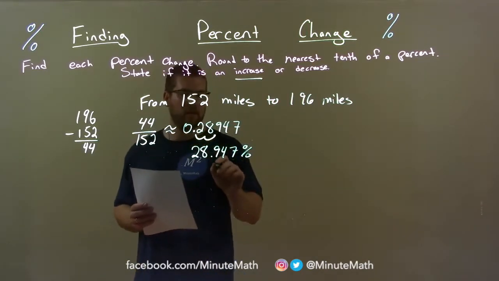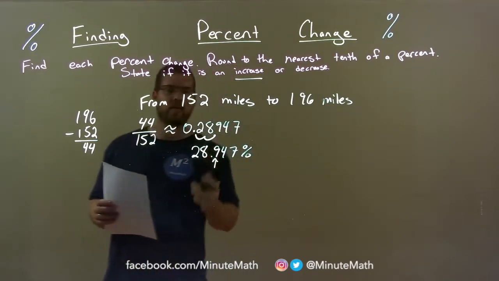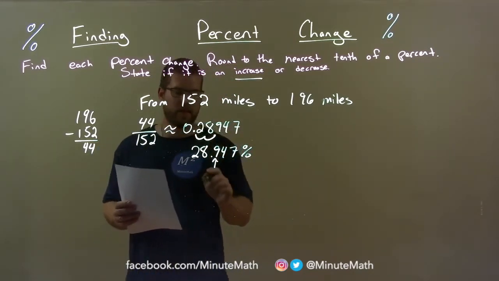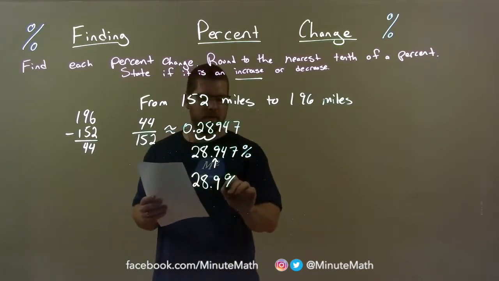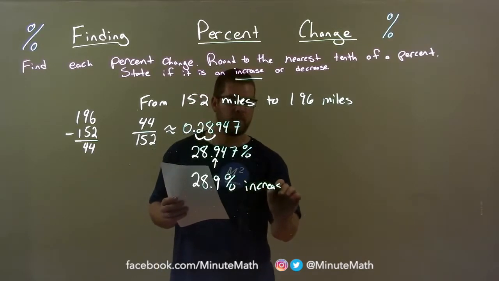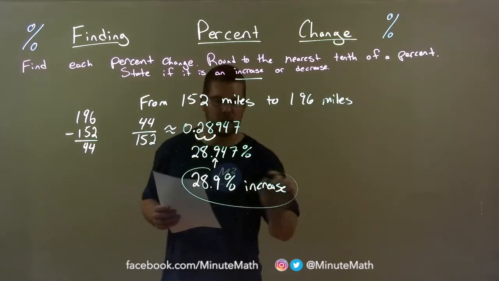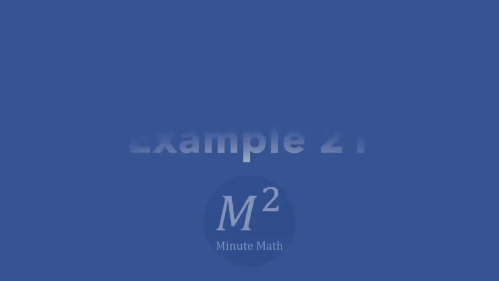We got to round that. We look at the 9, and then we look to its right as a 4, right? 4 causes the 9 to stay where it is, the tenths place, right? So we have 28.9 stays there. It's a percent. We already said it's an increase, right? An increase. And so our final answer here is 28.9% increase.